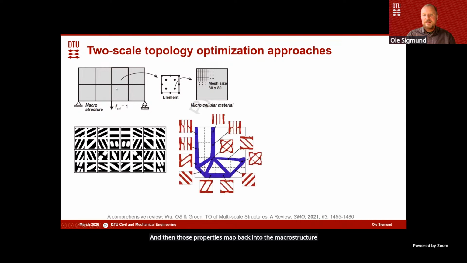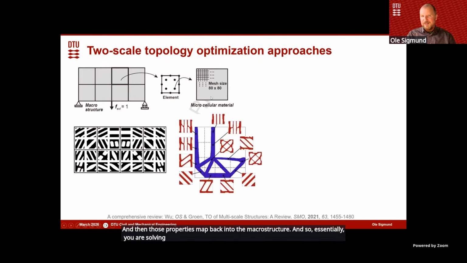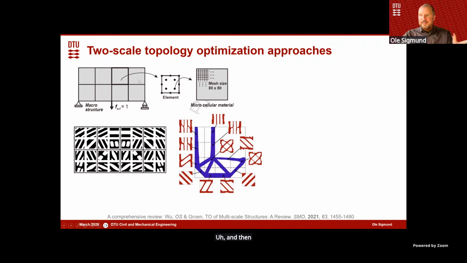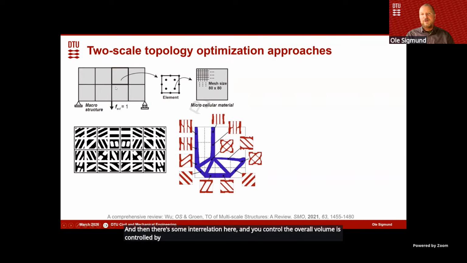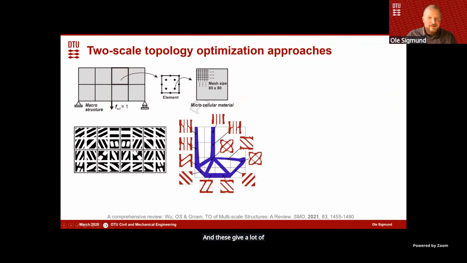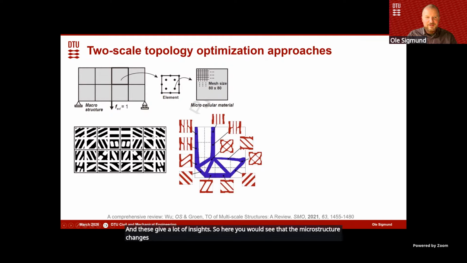And so essentially you are solving a localized density topology optimization problem in each of the global elements. And then there's some interrelation here, and the overall volume is controlled by the macrostructure and then propagated down into the microstructure. And these give a lot of insights. So here you would see that the microstructure changes according to the local stress and strain states.